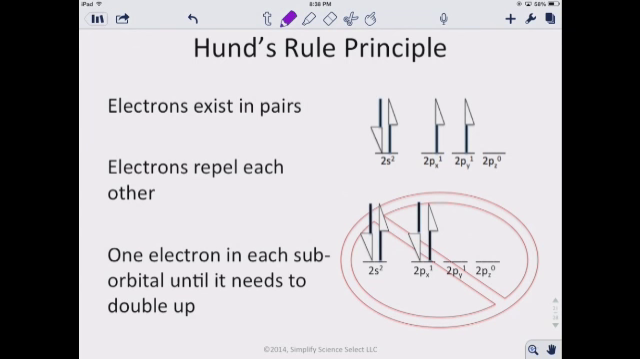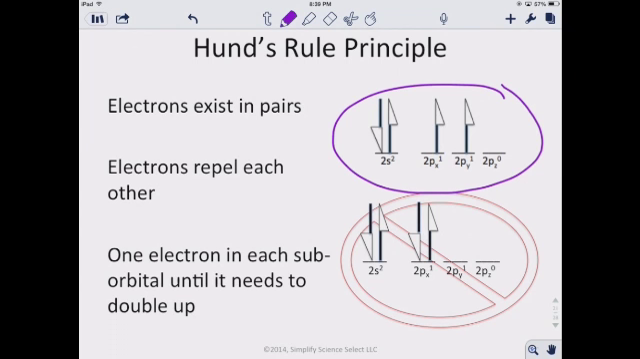Now, some other rules that we have for electron configuration and for electrons in general, one of them is Hund's rule. The principle is that electrons repel each other, so there is one electron in each subshell orbital until it needs to double up. What this represents here is electron configuration, and we call these our energy level diagrams. What we're doing is representing the electrons and their spins by giving them arrows, up arrows and down arrows.